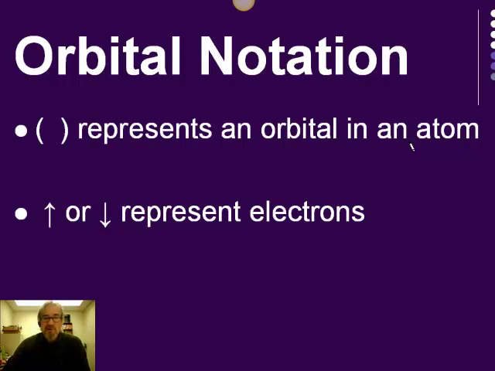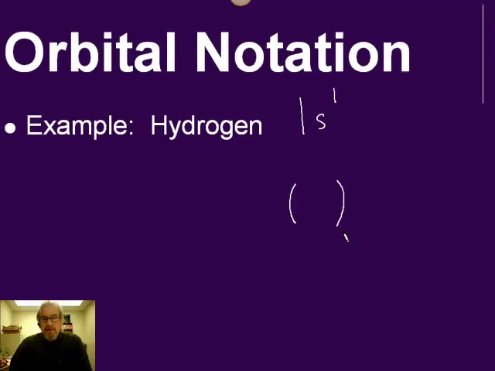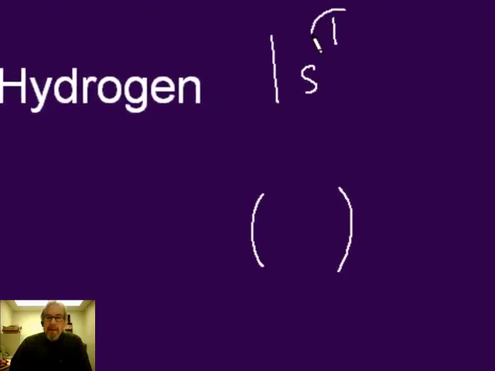So let's look at hydrogen as an example. The electron configuration notation for hydrogen was 1s1. So that means there's a 1s sublevel. 1s sublevels have only 1 orbital in them, so I draw 1 set of parentheses. The population of that sublevel is 1, so that means I'm going to draw 1 arrow in my orbital.